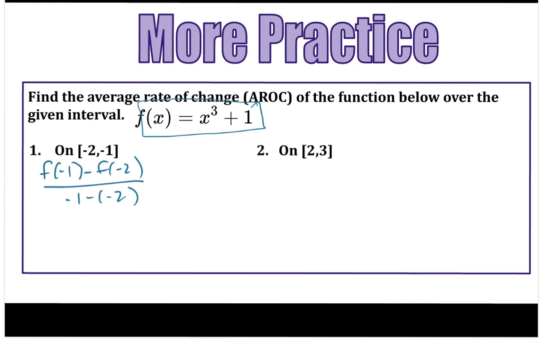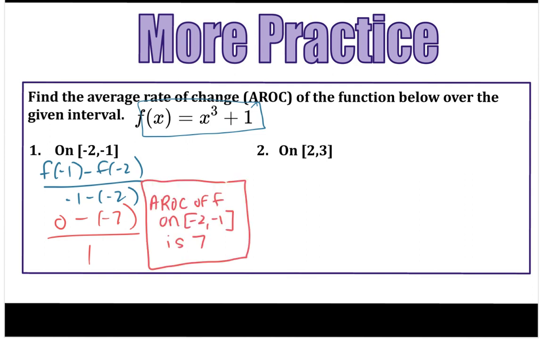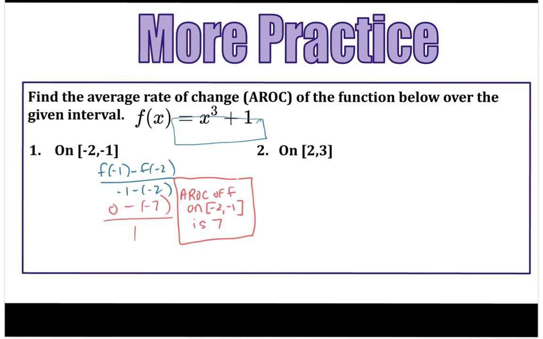If I plug in 1, I'm going to get 2. If I plug in -2, I'm going to get -7. So for number 1, the average rate of change of f on the interval -2 to 1 is going to be 7. I'm going to go ahead and clearly communicate my answer there. Similarly, for number 2, we're going to find f of 3 minus f of 2 over 3 minus 2. That's going to give me 28 minus 9 over 1, which is going to give me 19. So the average rate of change of f on the interval 2 to 3 is 19.